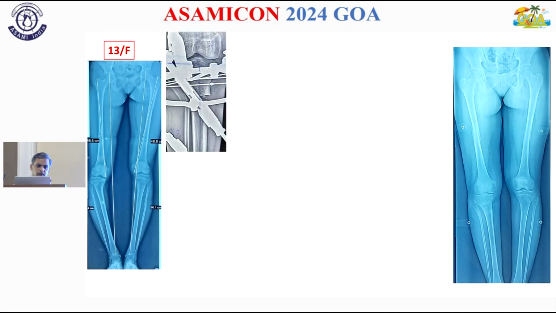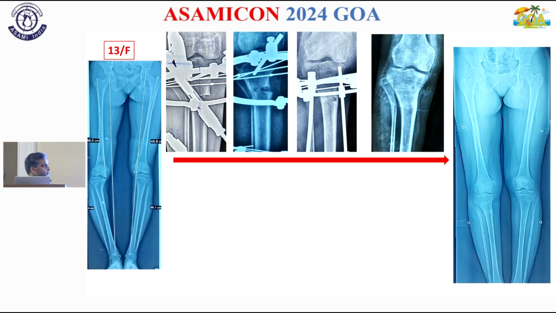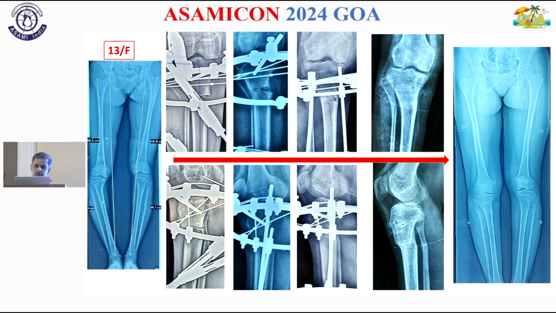Another case of genu varum. She was treated with a proximal tibia corticotomy and gradual consolidation at the corticotomy level, and it was uneventful. Again, this was the healing in the lateral view. There was slight translation at the corticotomy level, which was unintended.